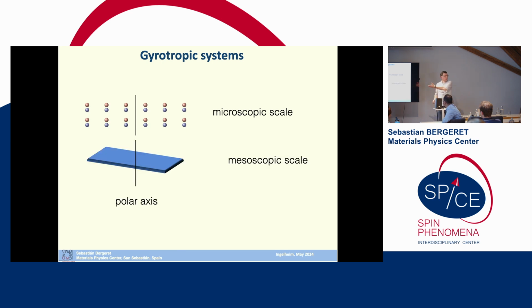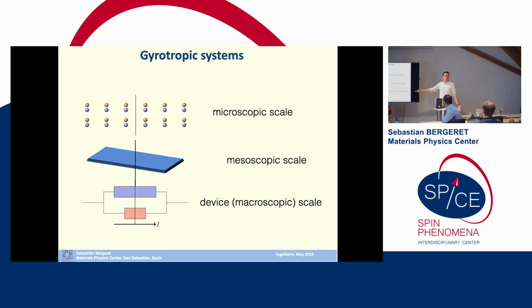Gyrotropy is also a 2DEG with a polar axis, let's say on a mesoscopic scale, but it's also the SQUID we have seen in Christoph's talk. When the SQUID is asymmetric, we also have our polar axis. You can see the symmetry of the SQUID is somehow broken in one direction. So in that device, we can talk about macroscopic gyrotropy.